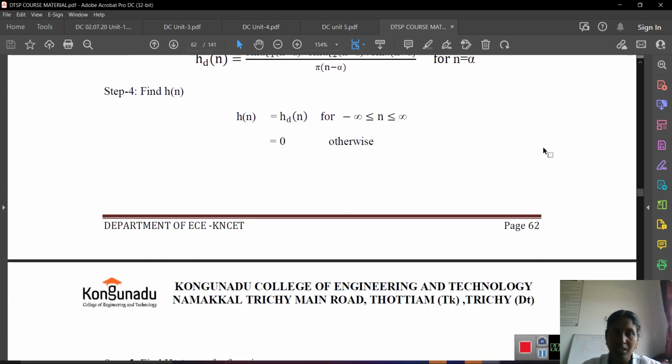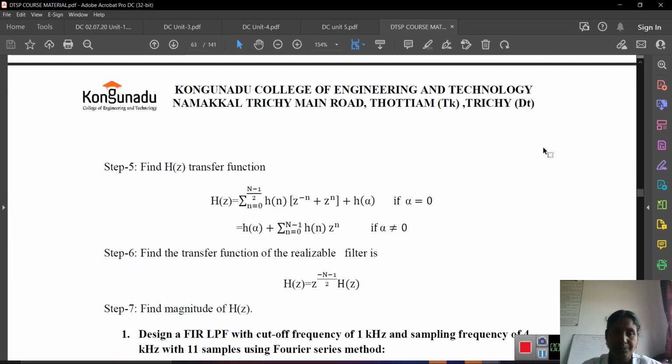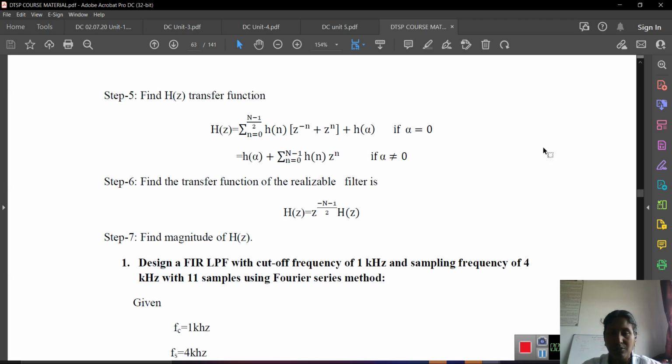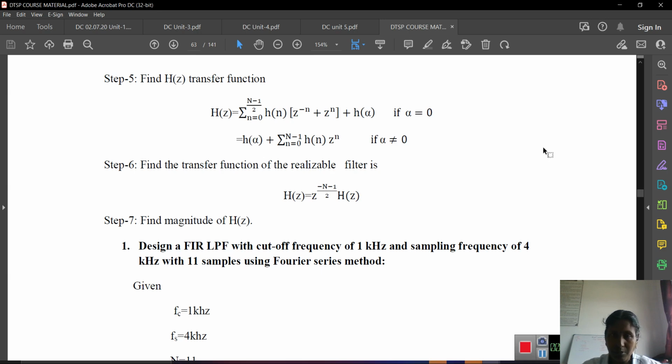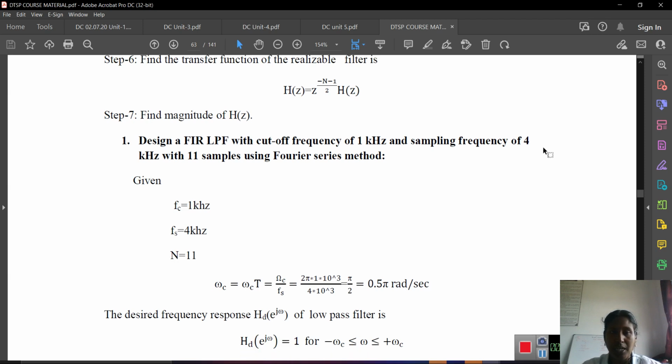Then find h(n), the normal impulse response, not the desired one. Then h(n) equals H_d(n) for minus infinity ≤ n ≤ infinity, 0 otherwise. And then the fifth step is the H(z) transfer function. H(z) equals summation n equals 0 to (N minus 1) by 2 of h(n) z^-n, plus h(alpha) if alpha equals 0. Otherwise, if alpha is not equal to 0, the formula will be changed. Find the transfer function of the realizable filter, H'(z) equals z^-(N minus 1)/2 into H(z). Then find the magnitude of H(z).